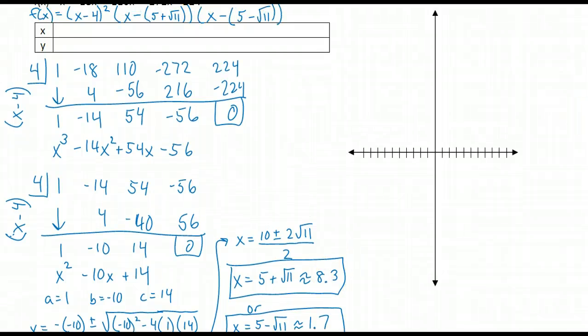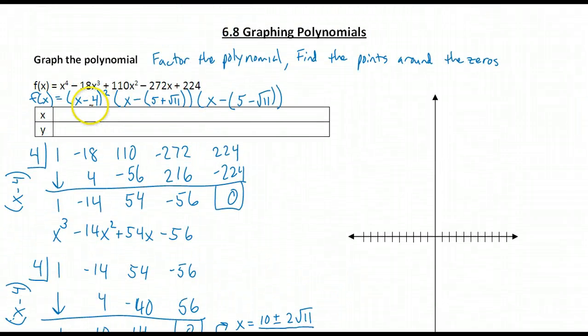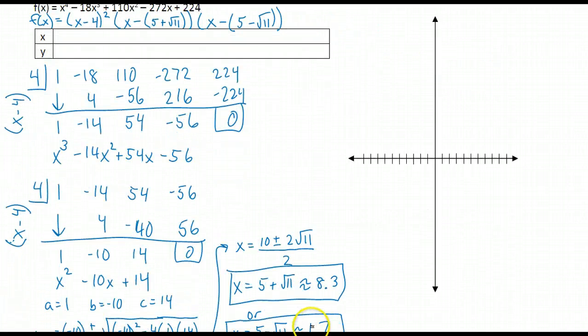So to set up my table, I'm going to find the points around my zeros. So the smallest 0 I have is 1.7. So I'm going to start my table at 1. And the biggest 0 I have is 8.3. So I'm going to make my table go all the way through 9. Well, since I'm starting with 1 and ending with 9, I can hit every integer along the way.